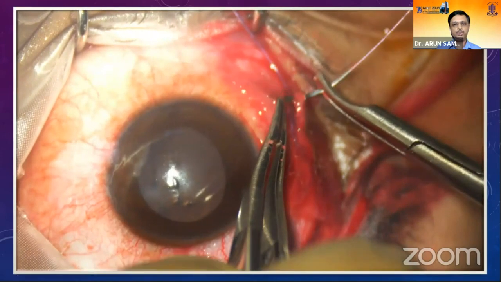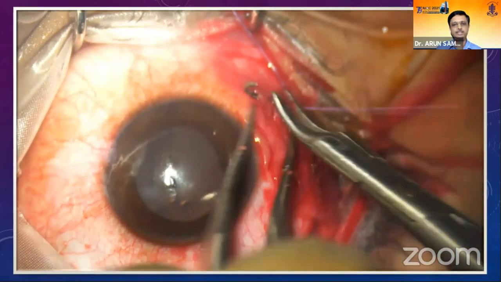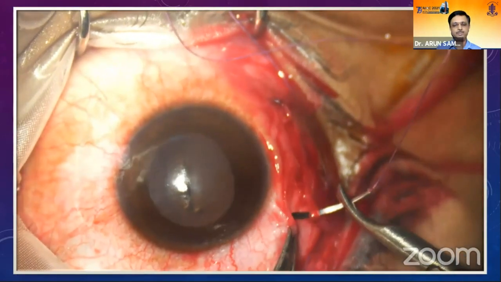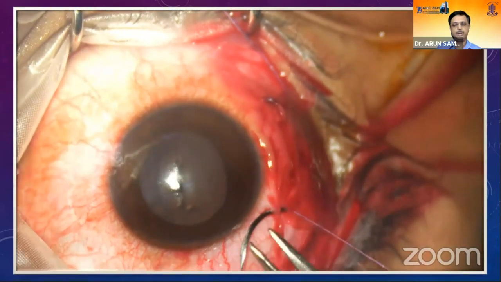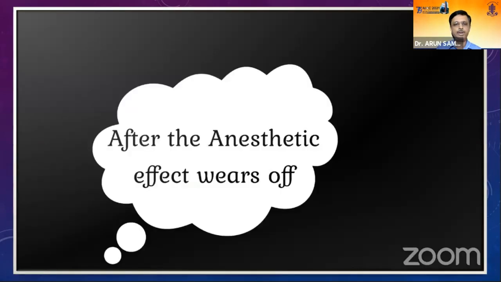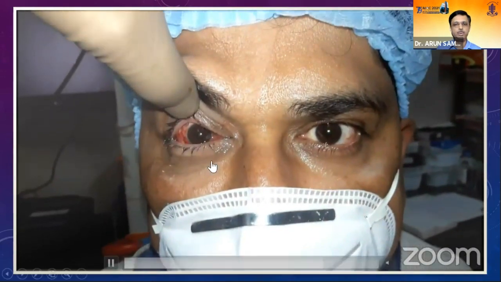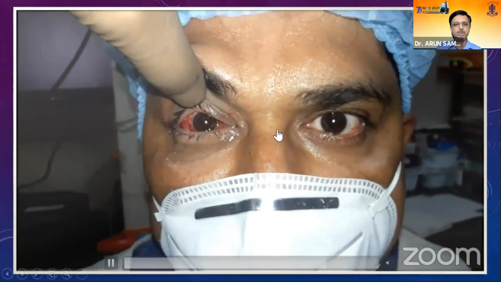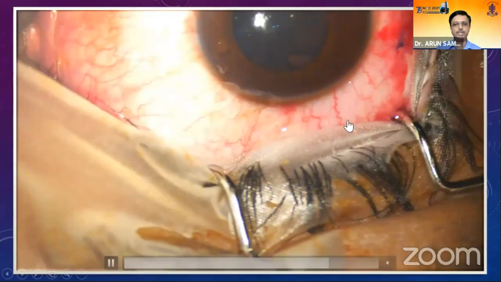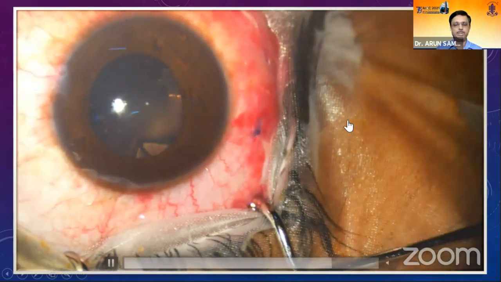Here you cannot use glue because you want to open the conjunctiva the next day. People doing topical anesthesia can do it immediately, but people with local anesthesia cannot. Here you can see the post-operative alignment, it's bang on. He has a perfect alignment, so there is no need for me to adjust the position of the muscle.